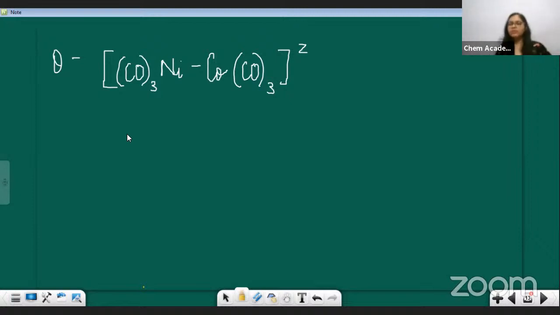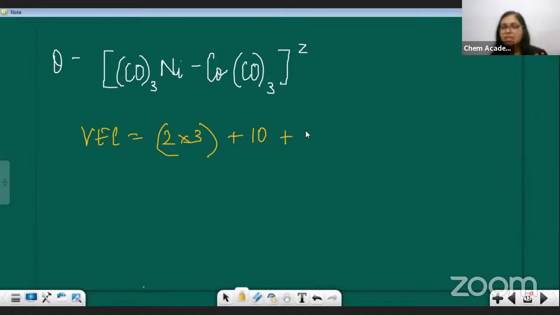Okay, now, yes, MK, you are correct. Let's see how to do this question. Calculating the valence electron count, we know that the contribution of CO is 2. So we will multiply it by 3, which has been given outside the bracket, plus the group number of nickel is 10, plus the group number of cobalt is 9, plus the contribution of this is again going to be 2 into 3.